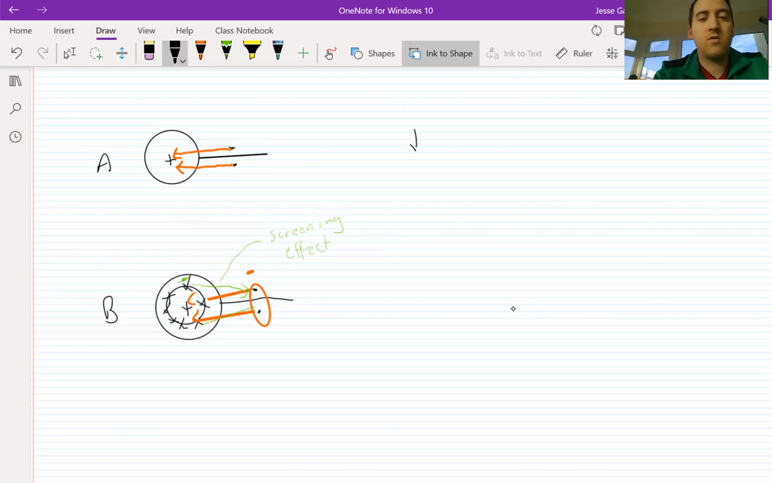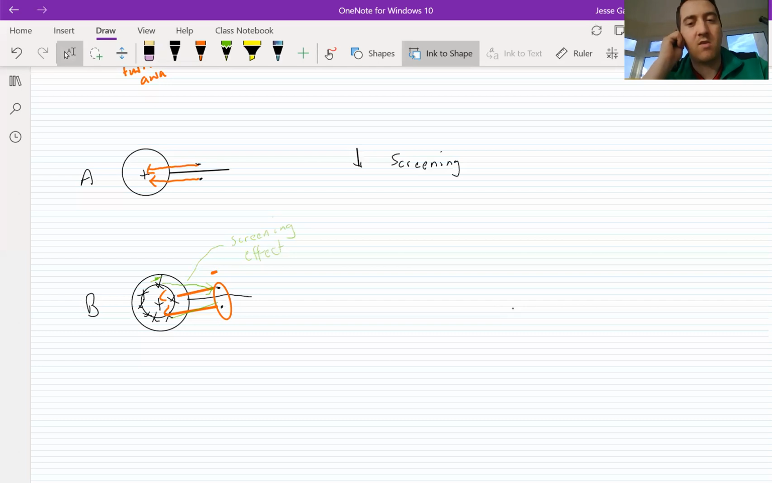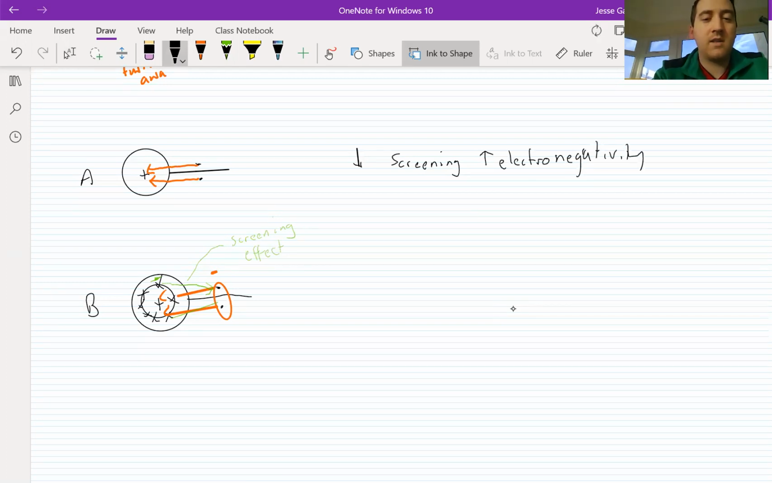So, lower screening means, well, what's the result going to be? You tell me on 3. 1, 2, 3. Speak your answer to the screen. Lower screening, I hope you said, means higher electronegativity. And obviously, the opposite is true. Higher screening means lower electronegativity.